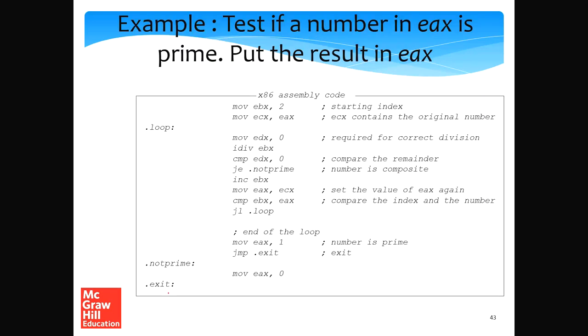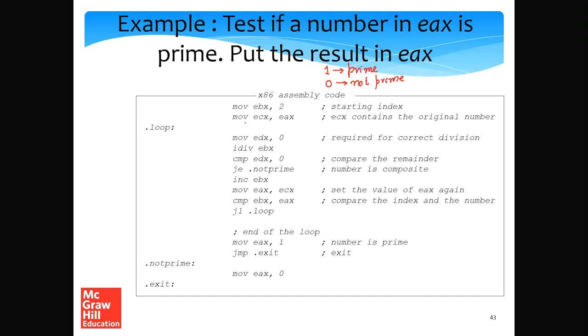Now that we have seen these basic condition codes, we are all set to write a program. This is an assembly program. My assumption here again is that readers have some familiarity with assembly programs from chapter 3. Otherwise, I'll still explain all the steps, but it might be slightly difficult. The example here is: test if a number in EAX is prime, and put the result back in EAX. The result is a Boolean result. If the number is prime, you put 1, and 0 indicates that the number is not prime.